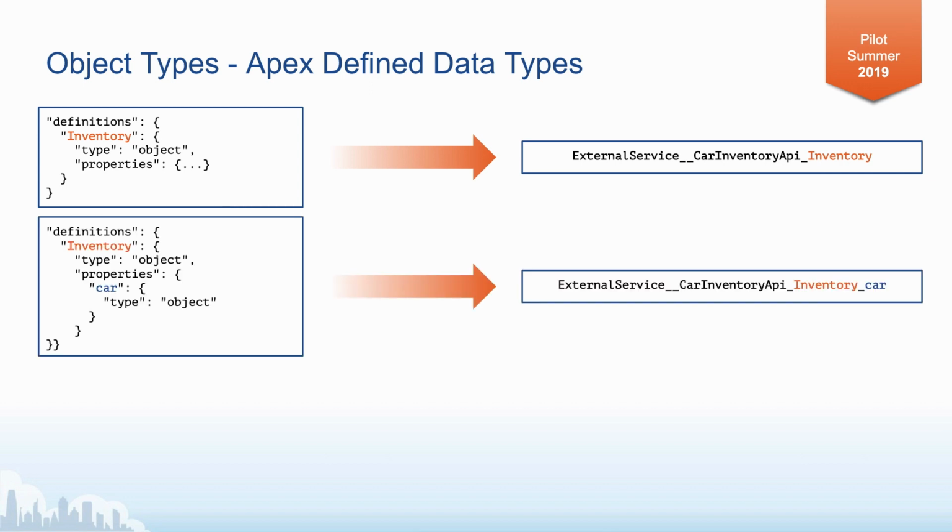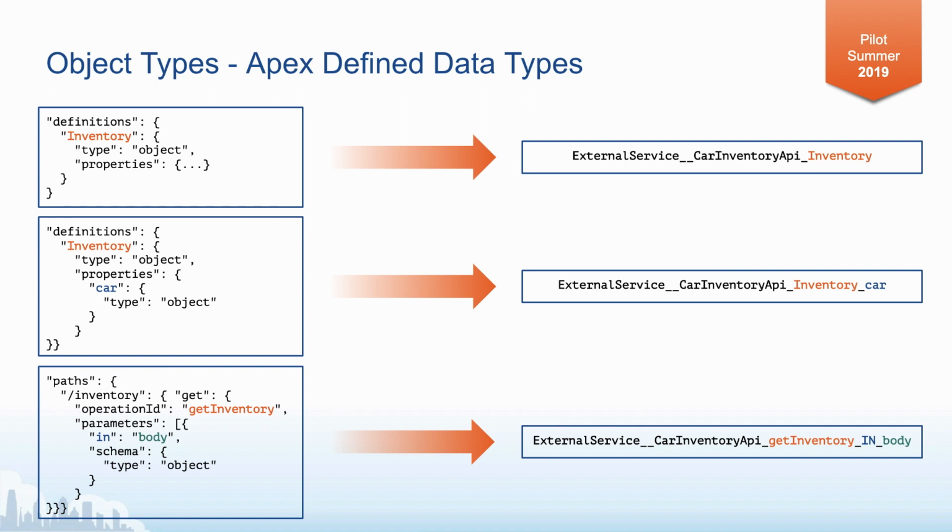It can also be a service that is defined under another service as an anonymous. So in this case, we have a car that is defined under inventory. In this case, the object would show up as inventory underscore car, so that you know that this is the specific nested object defined under inventory.